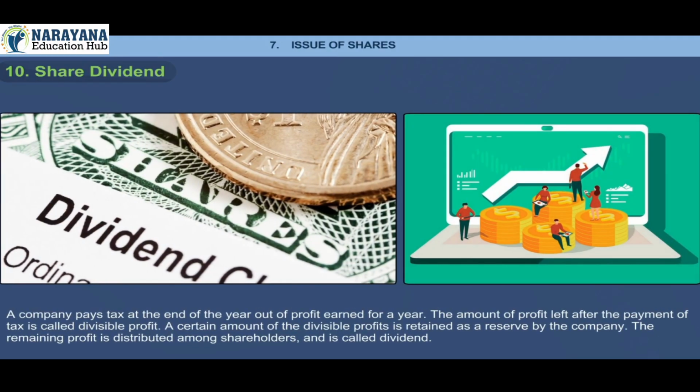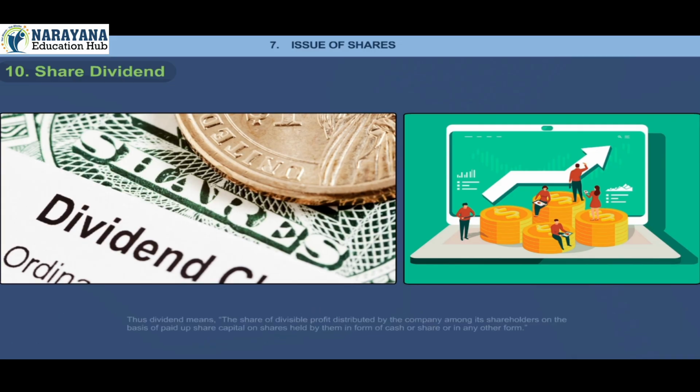10. Share dividend. A company pays tax at the end of the year out of profit earned for a year. The amount of profit left after the payment of tax is called divisible profit. A certain amount of the divisible profit is retained as a reserve by the company. The remaining profit is distributed among shareholders and is called dividend.